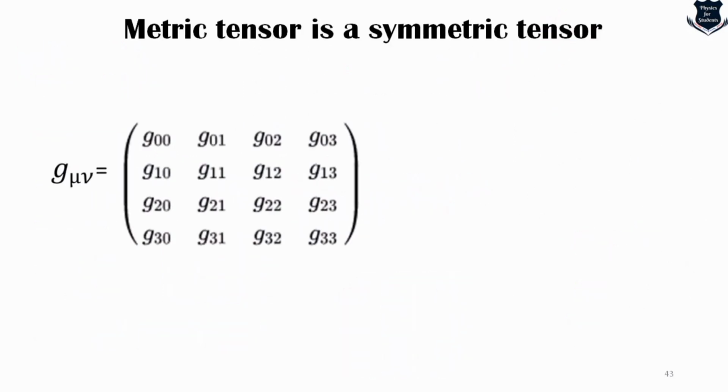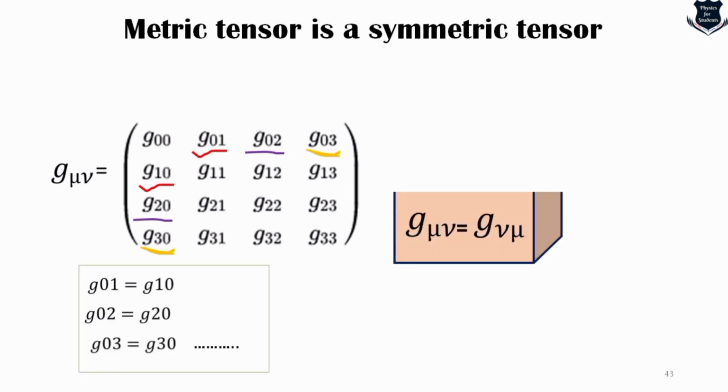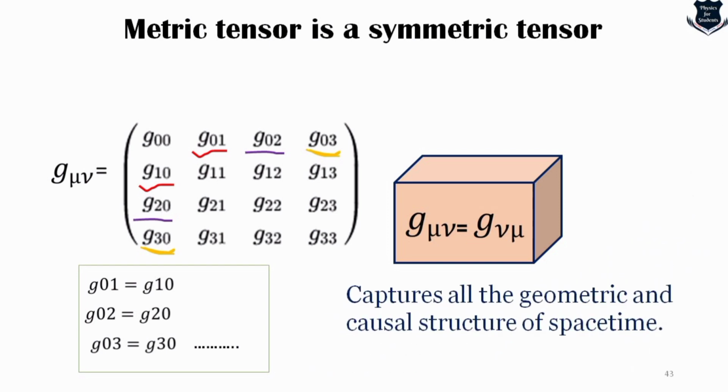So the metric tensor, just to tell you, is a symmetric tensor, so you can cancel out these values 1, 0, 0, 1, 0, 2, 2, 0, 0, 3, 3, and if you go on doing this, what you get is this: G mu nu equals G nu mu. Mu nu are basically the indices for calculating dimensions of space and time, and here it is, it captures the causal structure of space and time.